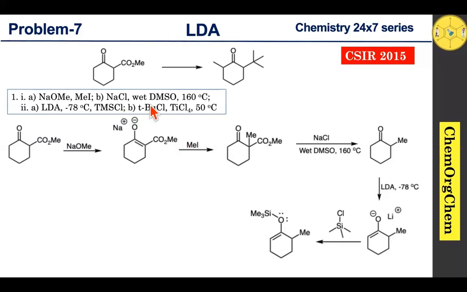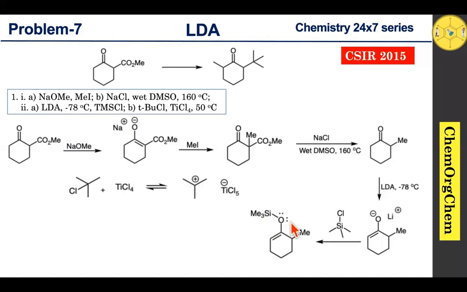The next step is the reaction of tertiary butyl chloride and titanium tetrachloride. When you use this reaction condition, it readily produces the corresponding carbocation intermediate. After the formation of the carbocation intermediate, our silyl enol ether readily reacts with this carbocation intermediate.